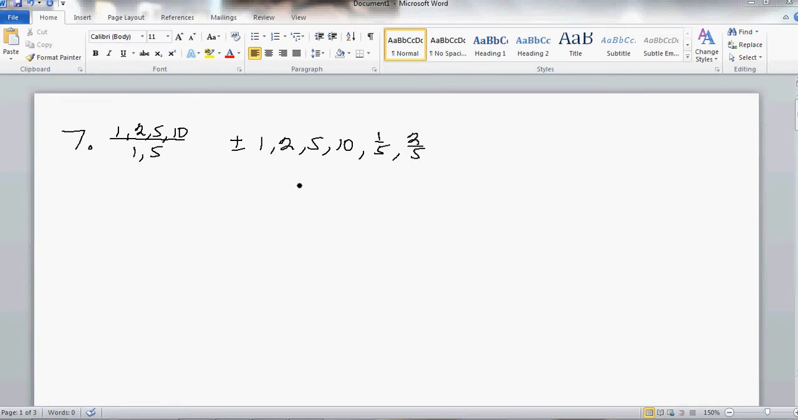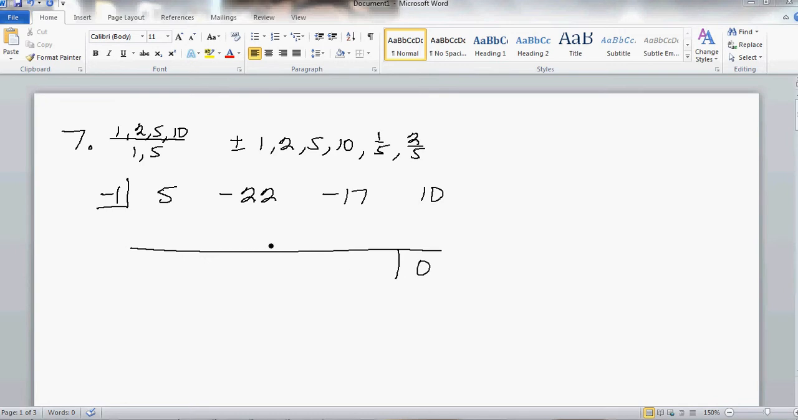Now, which one am I going to try? Well, luck would have it that I'm going to try -1 because I know that it actually works. Using synthetic division again, I'm going to put in 5, -22, -17, and 10, and we'll just show that it does work because we actually need to use the information to make our lives a little simpler. Drop down the 5. 5 times -1 is -5. Add: -27. Multiply: -27 times -1 is 27. Add: 10. 10 times -1 is -10, and to add we get 0. So it does work out.